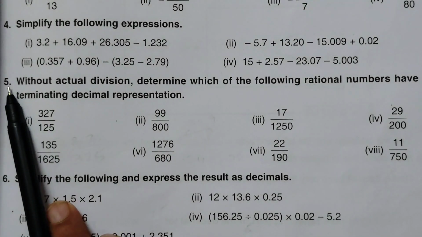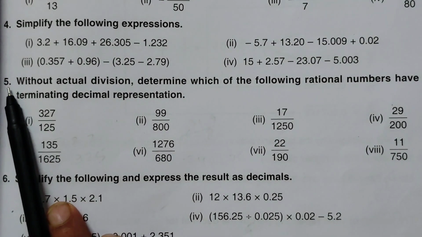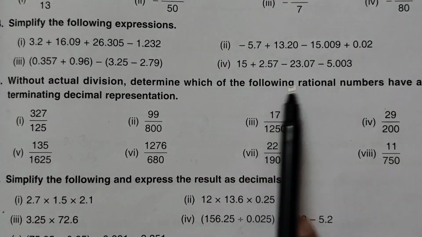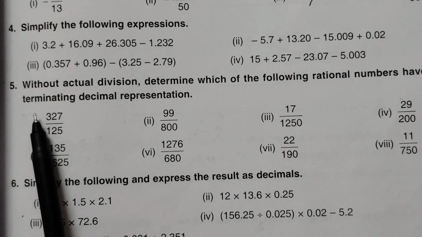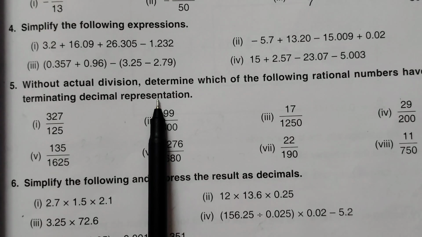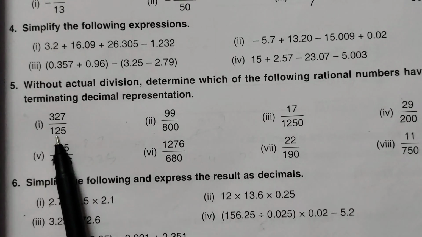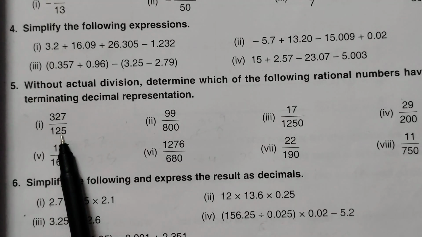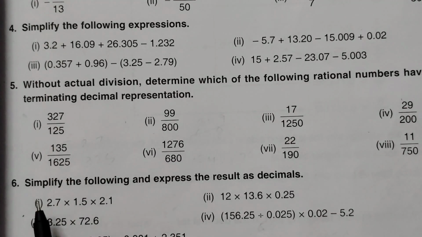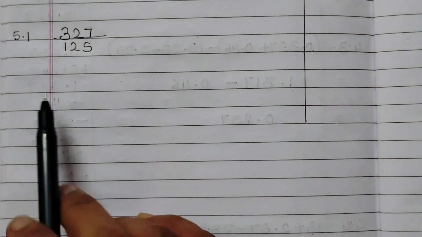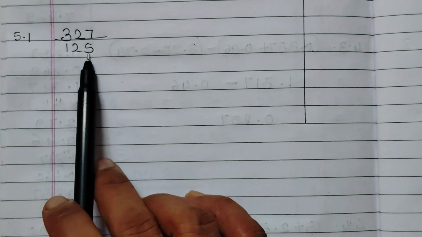Now we are going to start question number 5 of Brain Teasers. Without actual division, determine which of the following rational numbers have a terminating decimal representation. We have done these sums, so we don't have to divide. By only taking the prime factors of the denominators, we have to say whether it is terminating or non-terminating. Okay, so let's start. Now we wrote the question 327 upon 125.